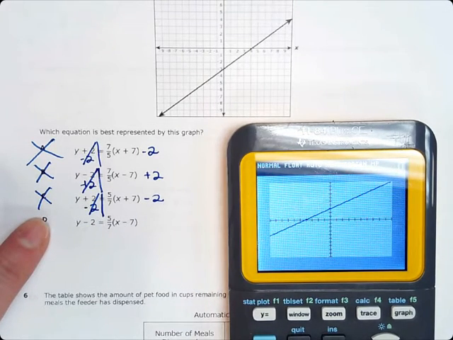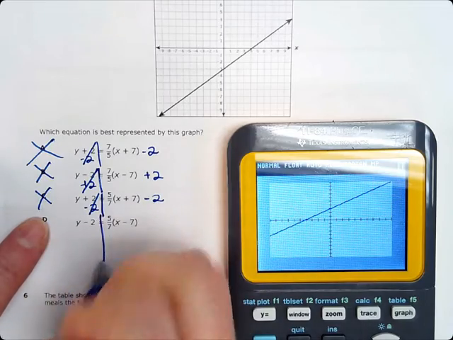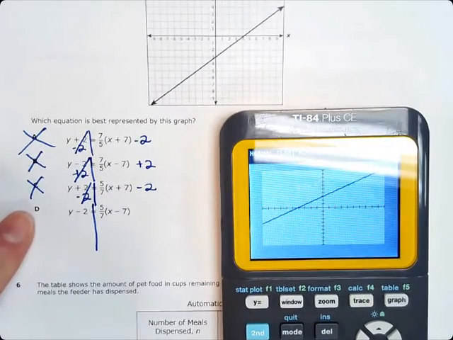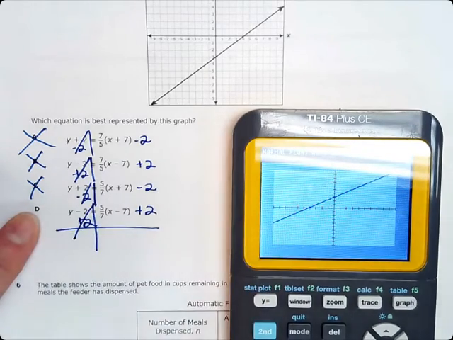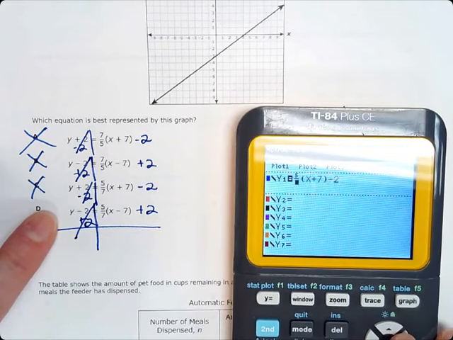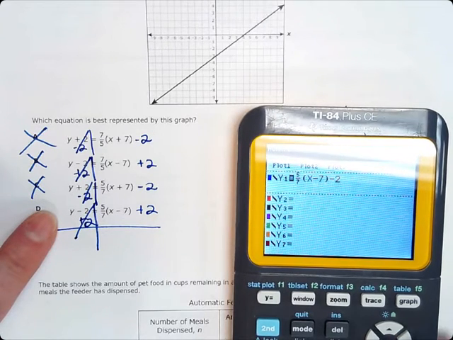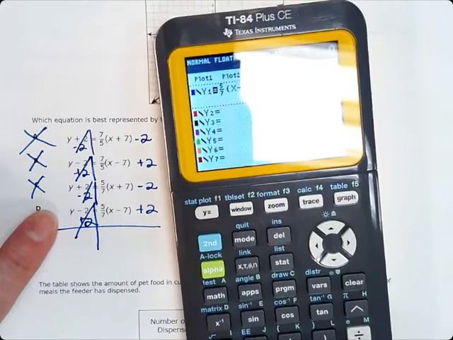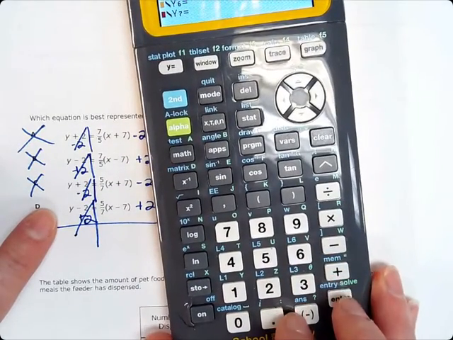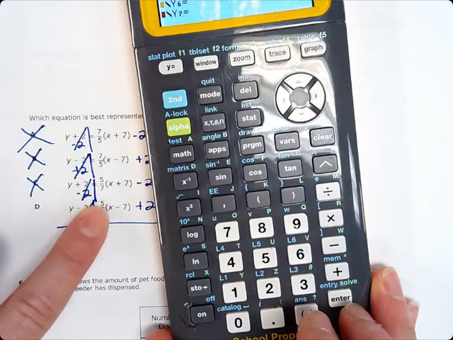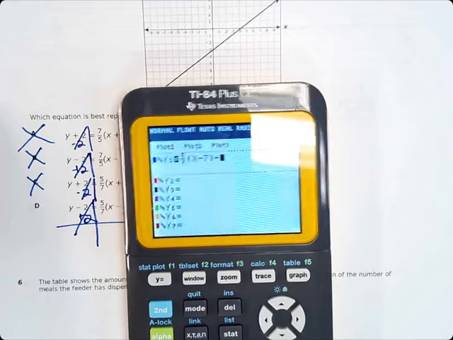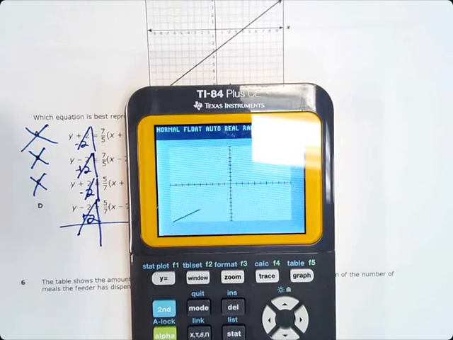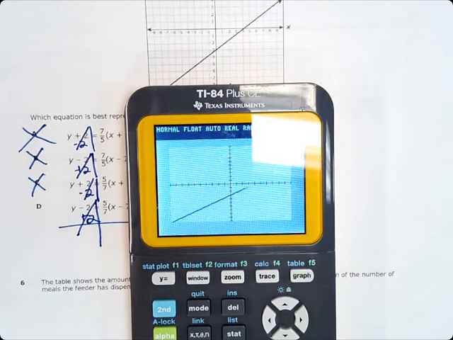So we have one more. I hope this one's right, or we did something wrong. Okay, what do we need to do to get this to say y equals? Add 2. So now it's y equals 5 over 7, parentheses x minus 7 plus 2. Make sure you're using the minus and the plus and not the negative, because I don't see any negatives here. I see a minus. Okay, now hit graph. All right, what about this one? Yep, that's it.